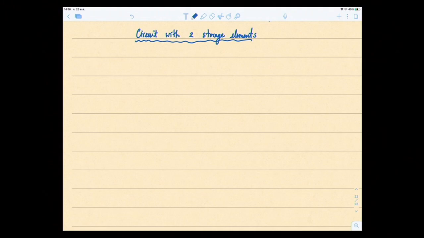Okay, the last two topics were the RC and RL circuits. You see that the questions or examples that we have done consisted of several resistors in the circuit, but pretty much a capacitor or an inductor. So we call it RC or RL. We have one storage element, either a capacitor or an inductor.